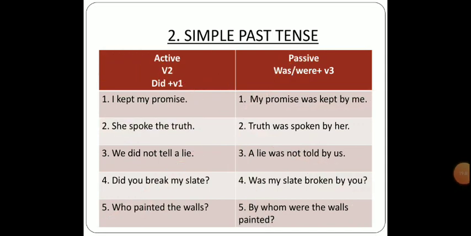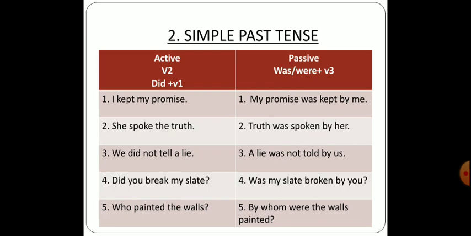Simple past tense. Now you can see over here that the active form contains the verb's second form, that is the past form. Then we have did plus the verb's first form. And in passive one we have was, were plus the verb's third form. So you can see over here, I kept my promise. So my promise, we are supposed to start from there, the sentence. My promise was kept by me. Now, why was? Because it is singular.